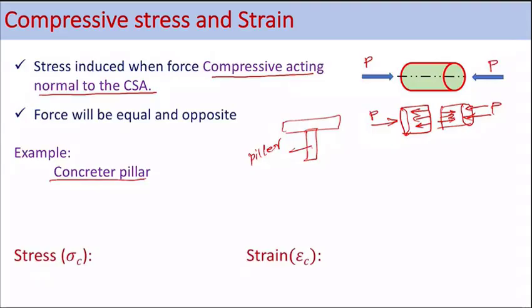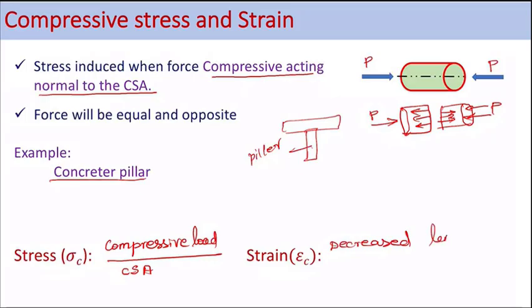Stress is load divided by area. Here we are applying a compressive load. Stress is the load divided by the original cross section area. Strain is, now due to this compressive force, the length will decrease, so decreased length divided by original length.